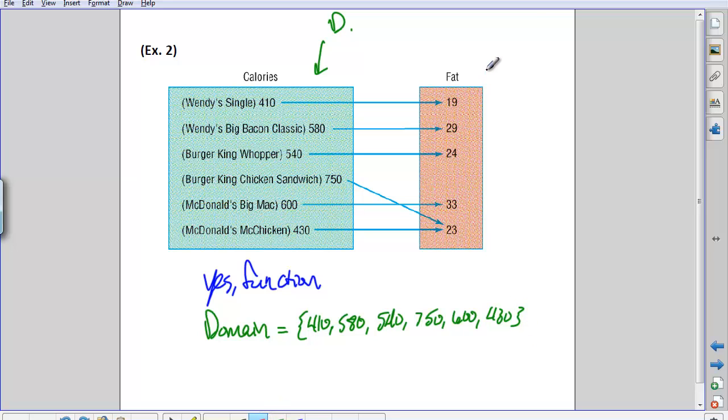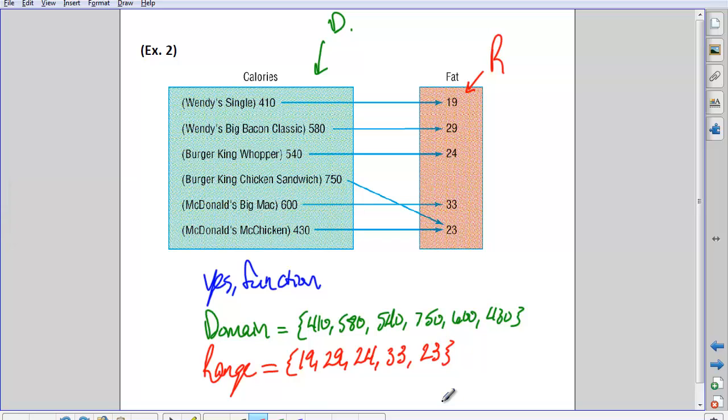For the range, that would be the grams of fat. My marker's going crazy here. Okay, so the range is the grams of fat. So 19, 29, 24, 33, and 23. And I see no good news in that mapping between calories and fat grams. Any way you swing it, I don't think there's a healthy sandwich up there.